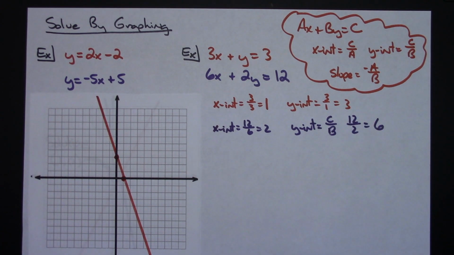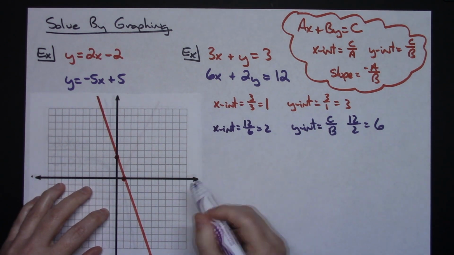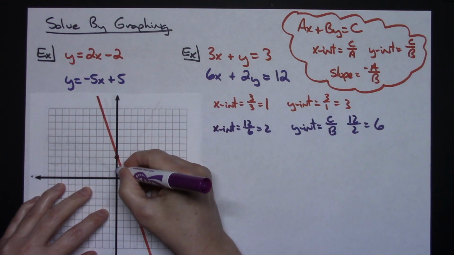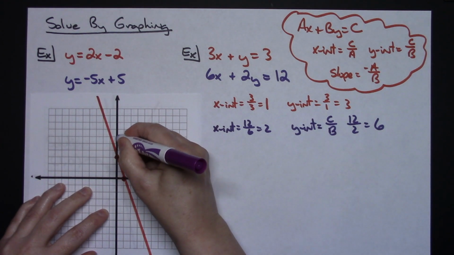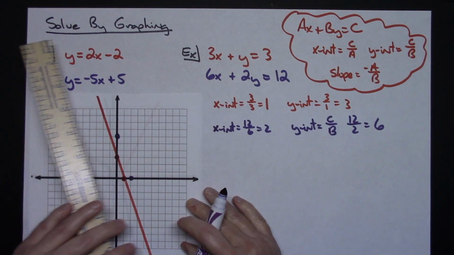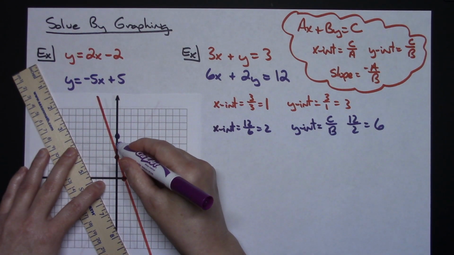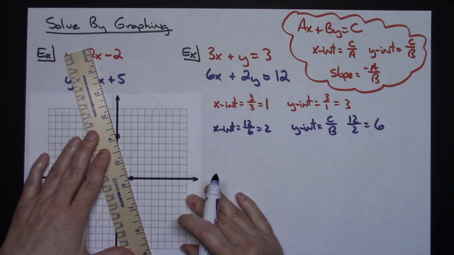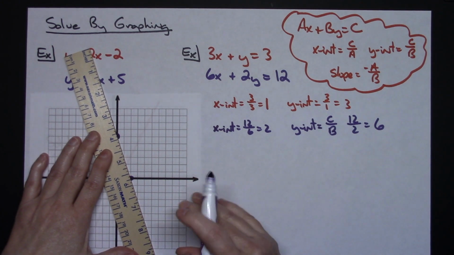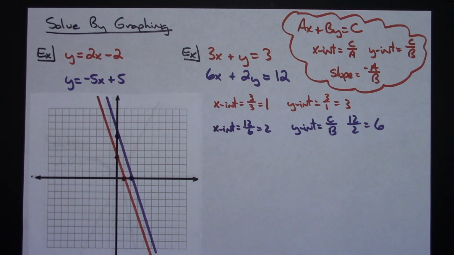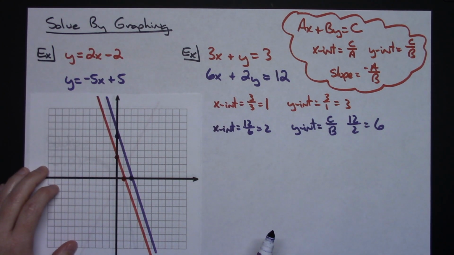Alright, then I'm going to come over and graph those. My x-intercept is 2, so 1, 2. My y-intercept is 6: 1, 2, 3, 4, 5, 6. I've got my 2 points, and let's make sure I put that in the right spot. 1, 2, 3, 4, 5, 6, I did. Okay, and I'm going to then connect those to make my line. Again, if I needed more points, I could have. I did a pretty bad job of drawing those.